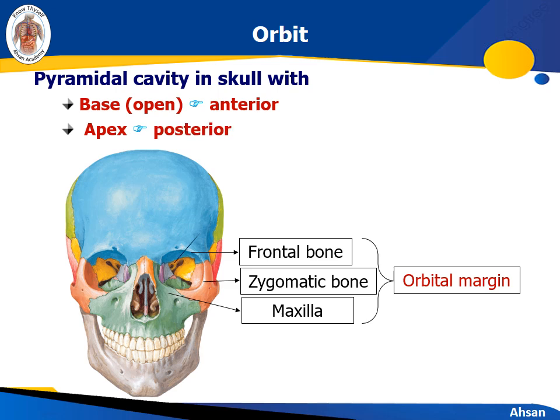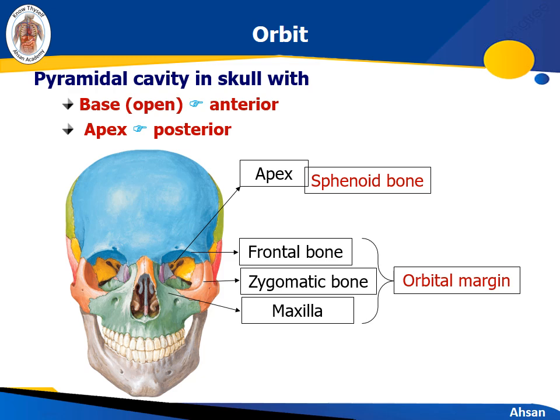The apex is directed posteriorly, and this is the apex. It is indicated by a foramen known as the optic canal. This is present in the lesser wing of the sphenoid bone.